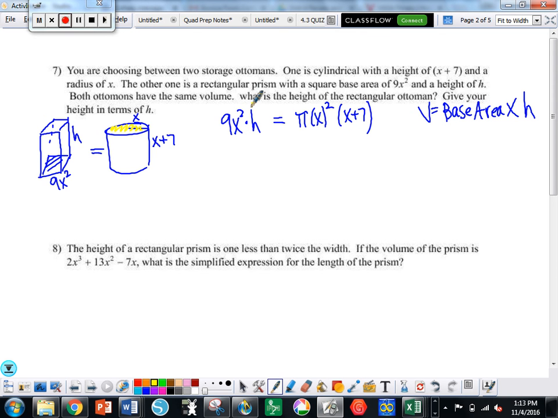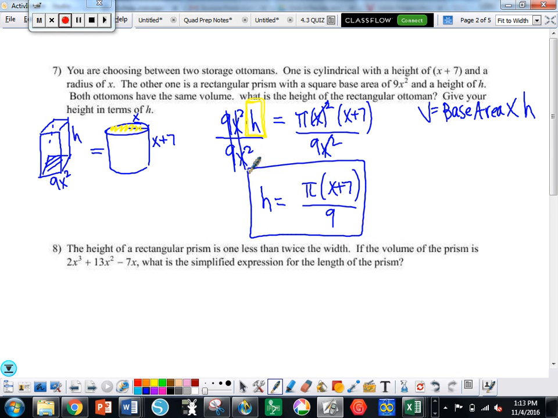In order to solve this problem, you have to get the height all by itself. So we are going to divide each side by 9x squared. That way the h is alone. Now on the right, the pi and the 9 stay, but the x squared goes away. And then you have that x plus 7. So if I were to simplify this, h equals pi times x plus 7 all over 9. Done.